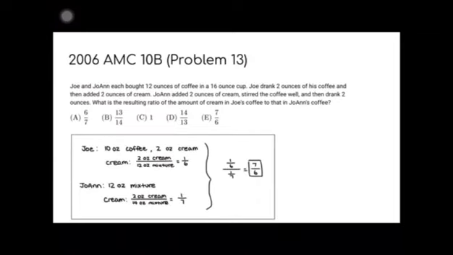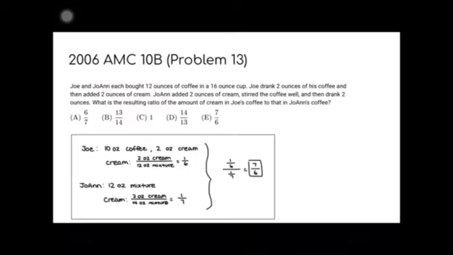Now we're going to do an example from the 2006 AMC 10B. Joe and Joanne each bought 12 ounces of coffee in a 16-ounce cup. Joe drank 2 ounces of his coffee and then added 2 ounces of cream. Joanne added 2 ounces of cream, stirred the coffee well, and then drank 2 ounces. What is the resulting ratio of the amount of cream in Joe's coffee to that in Joanne's coffee?